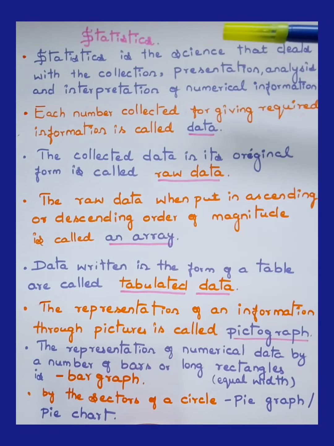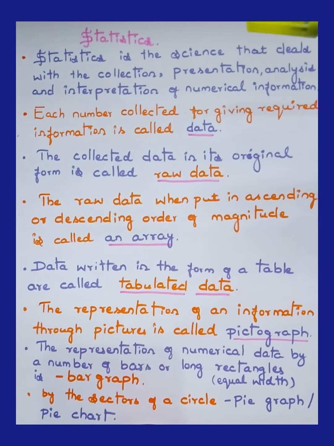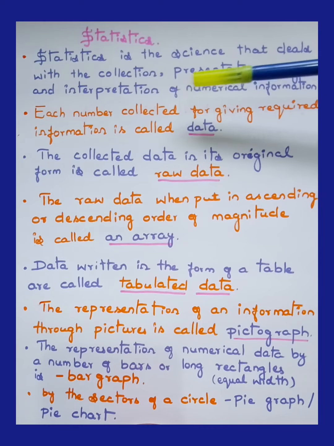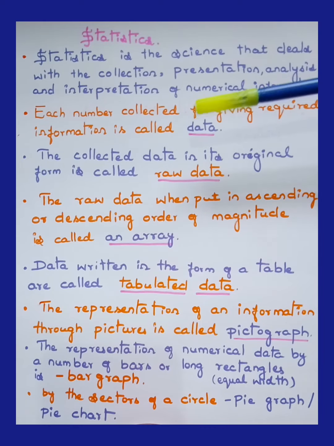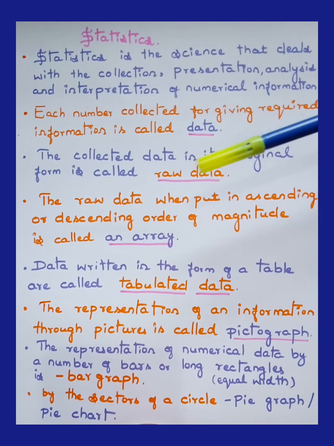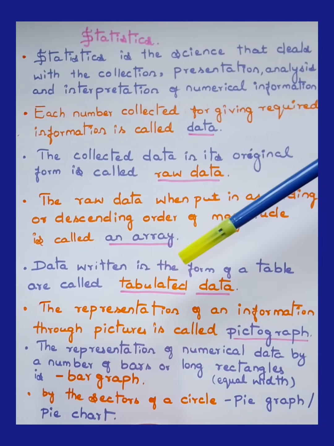Statistics deals with numbers, numerical information that is presented in the form of tabular columns. Sometimes it will be raw data also, and along with the collection of the numerical values, how it is presented, the analysis and interpretations are also what we are going to learn. Each number collected for giving required information is called data. The collected data in its original form is called raw data. The raw data, when put in ascending or descending order of magnitude, is called an array.